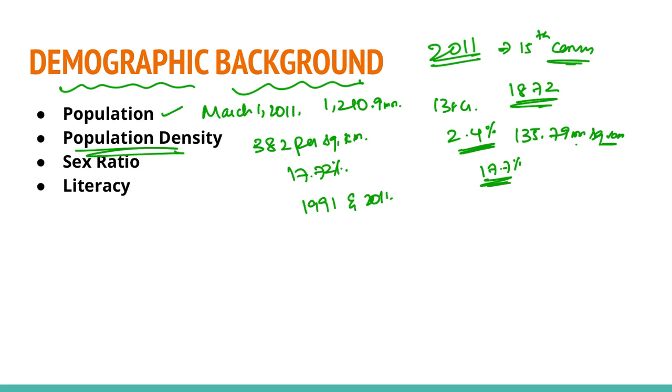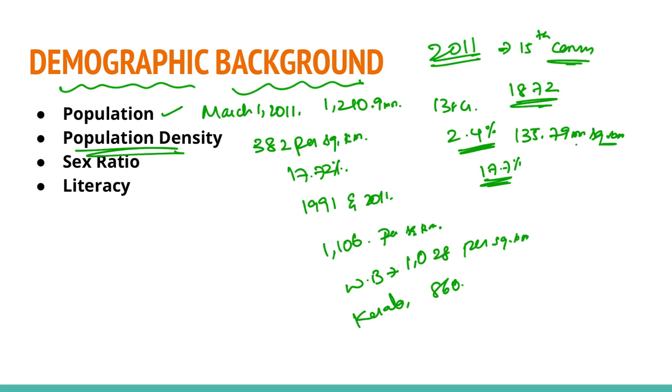Among major states, Bihar is the most thickly populated state with 1,106 persons per square kilometer, which is followed by West Bengal with 1,028 per square kilometer, and it is followed by Kerala with 860 per square kilometer.